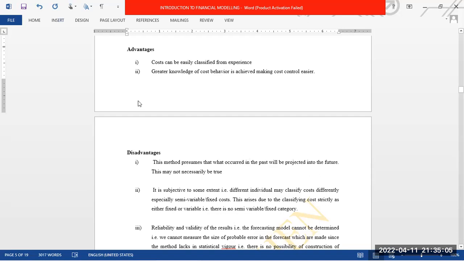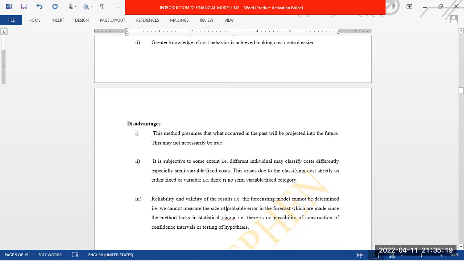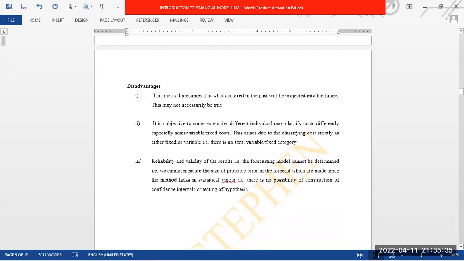Another disadvantage is the reliability and validity of the result, e.g., the forecasting model cannot be determined, e.g., we cannot measure the size of the probable error in the forecast, since the method lacks statistical rigor. That is another disadvantage of using the account analysis approach.